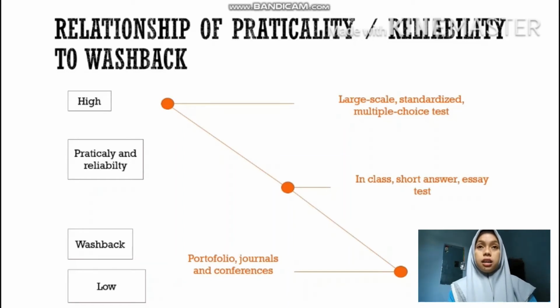The next slide, relationship of practicality or reliability to respect. You can see in the chart in the PowerPoints. High is like large-scale standardized multiple-choice test, and practicality and reliability in class, short answer, essay, test, and so on. In the low respect is portfolio, journal, and conference, but high respect and authenticity.